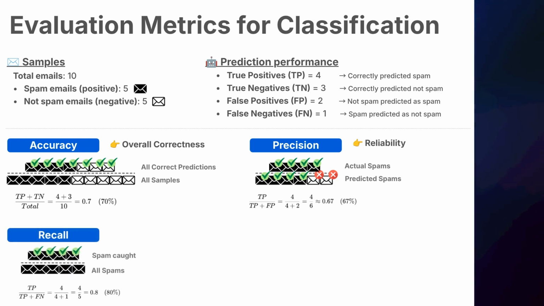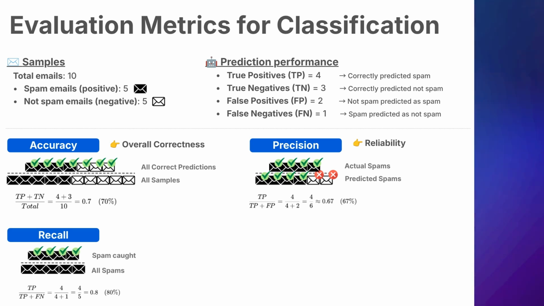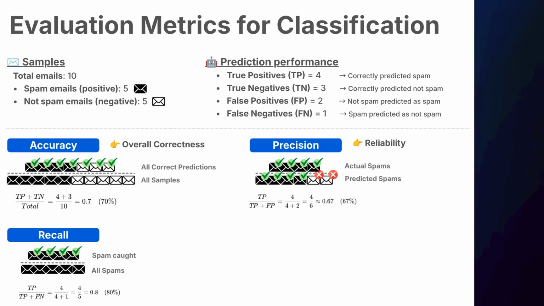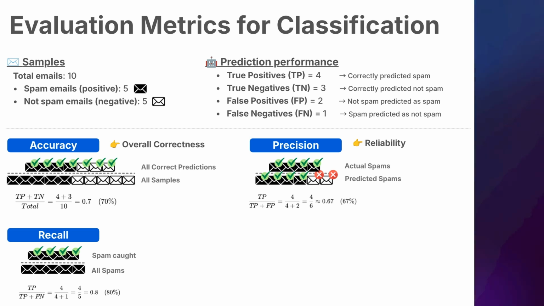Recall tells us how well the model finds actual spam emails. Out of the 5 real spam emails, the model successfully caught 4 of them. That means the recall is 4 out of 5, 80%. This shows that the model is good at detecting spam, though it missed one. So this is known as sensitivity.